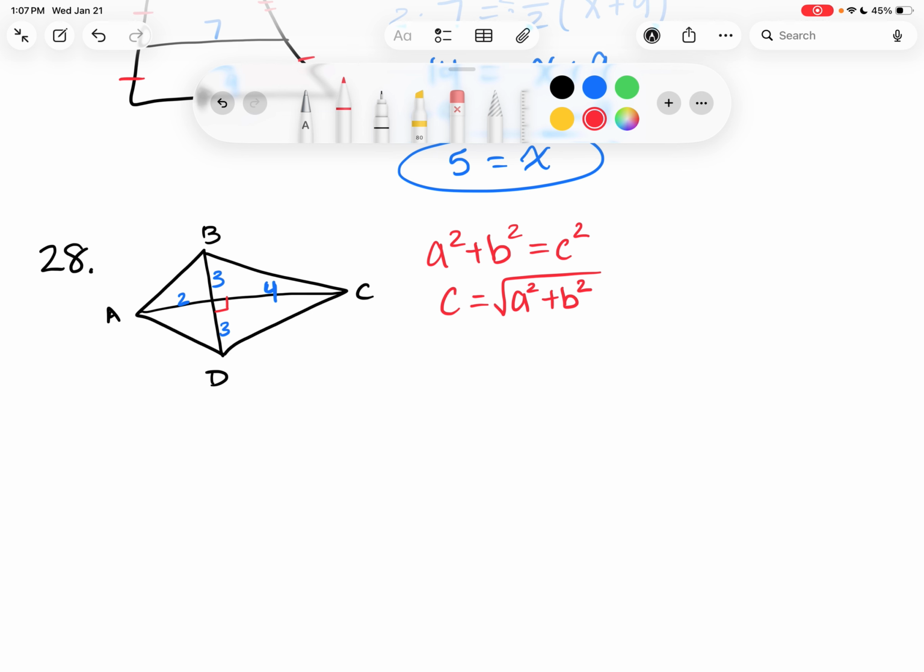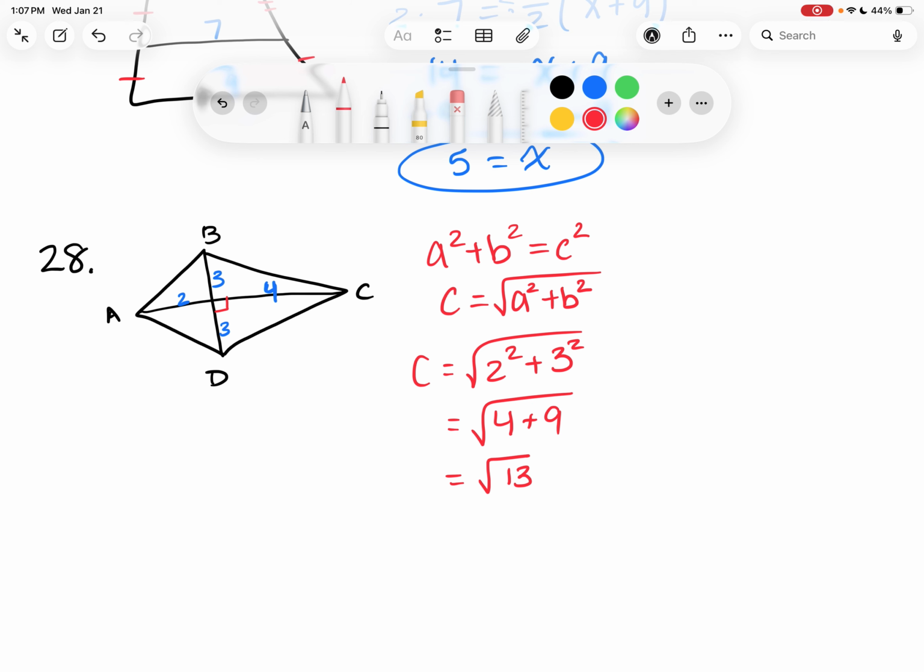So, I have to do this twice. I'm going to start with AB, so I'm doing this one over here. It doesn't matter which is A and which is B as far as the side lengths here. So C is equal to the square root of 2 squared plus 3 squared. What's 2 squared? What's 3 squared? So this is the square root of 13.